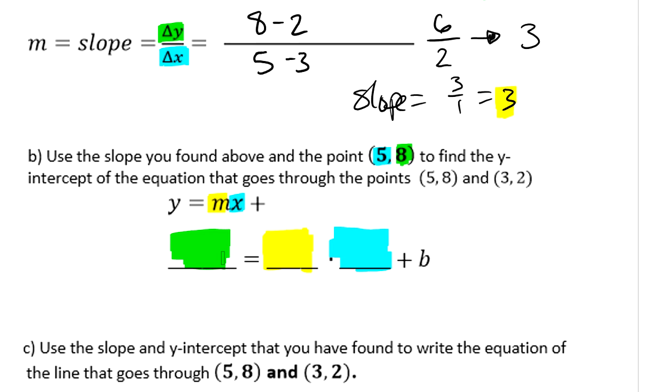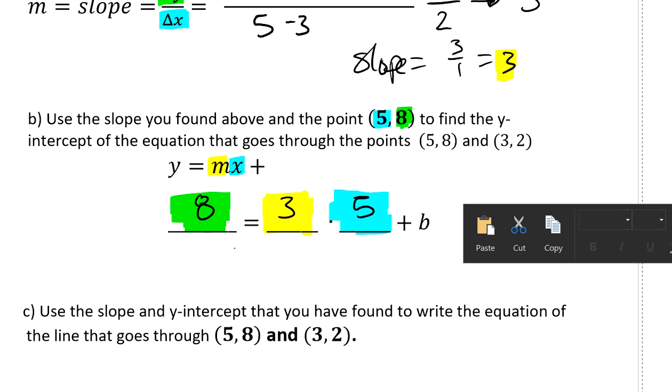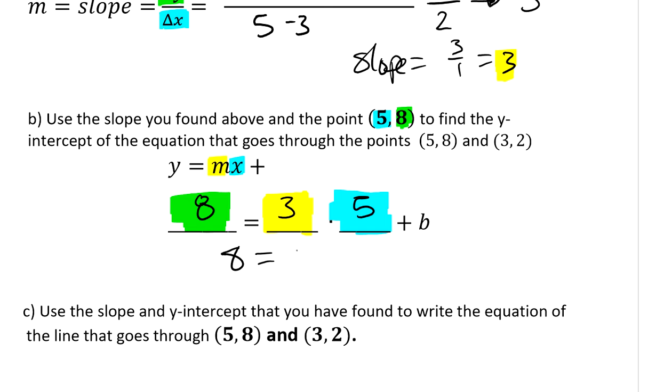So I'm going to go ahead and plug those in. Again, I'm going to plug in y is 8. I'm going to plug in that m is the number 3, and I'm going to plug in that x is the value 5. So this equation becomes 8 equals 3 times 5, which is 15 plus b. That's my equation. To solve for b, I'm going to take away 15 from both sides. So on each side of that dotted line, I'm going to subtract 15.